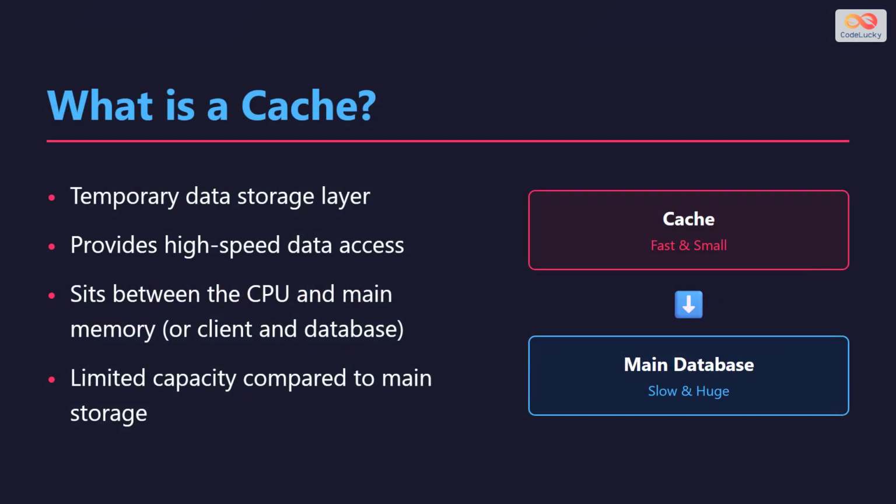First, let us understand what a cache is. A cache is a temporary storage layer that sits between your application and your main data source, like a database. It is smaller but much faster, allowing for quick retrieval of frequently accessed data.